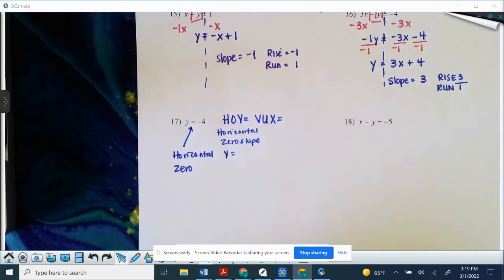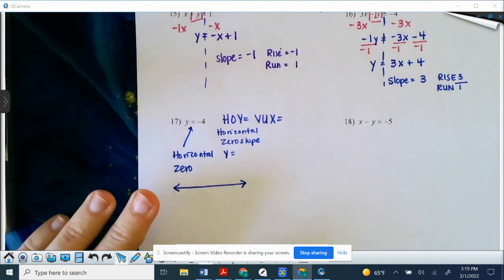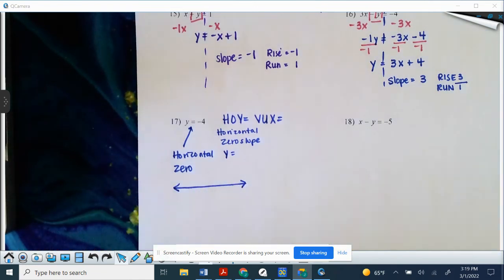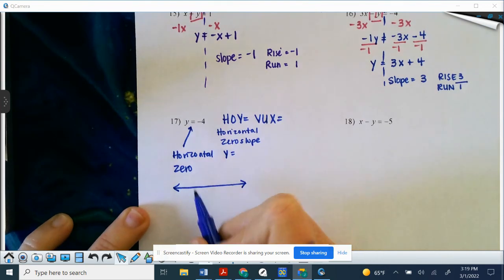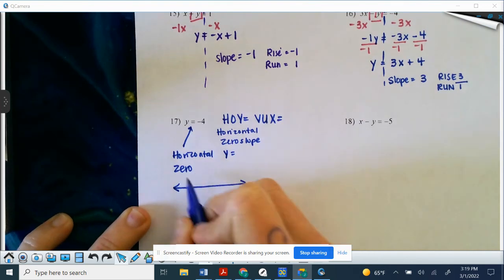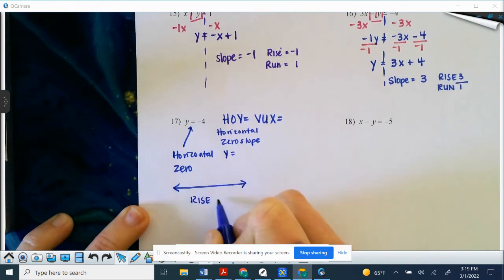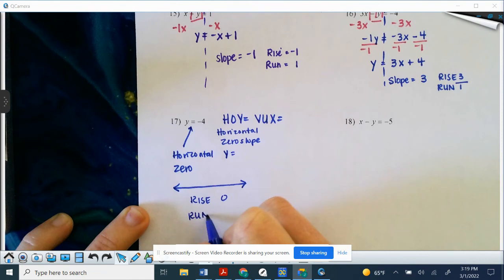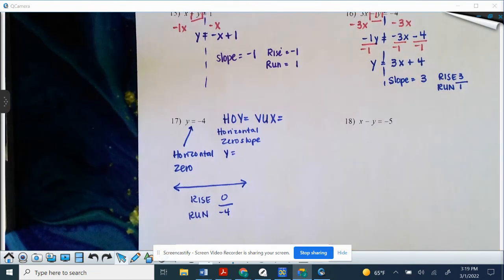So if I'm walking that way horizontally, it has no slope. It has no rise and it has no run. No rise, no run, 0, 0. And if you think actually about rise and run, if this was y equals negative 4, that's fine. So there's no rise because it didn't go up. And your run would theoretically be negative 4. If you type in 0 divided by negative 4 in your calculator, you're going to get 0.